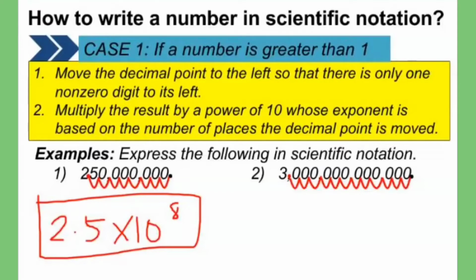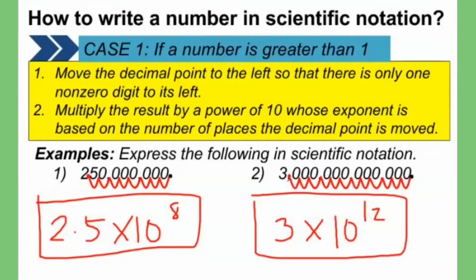Therefore, we can now write it in scientific notation. So we can ignore the zeros. So we just write 3. Then we multiply it to the power of 10. At ang exponent ng ating 10 ay 12. Kasi, 12 beses natin na-move ang ating decimal point. Therefore, this is now the scientific notation of 3 trillions. Punta na tayo sa ating pangalawang case.